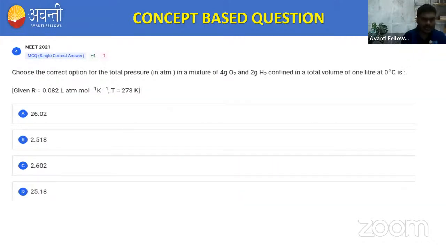So the next question says, choose the correct option. Choose the correct option for the total pressure in atm when 4 gram of O2 and 2 gram of S2 are confined in a total volume of 1 liter at 0 degree Celsius. Given R is this and T is this. Okay? It is clear that this question is from Dalton's law of partial pressure. So what is Dalton's law of partial pressure, beta? That is PT is equal to P1 plus P2. So here we have 2 gases now.